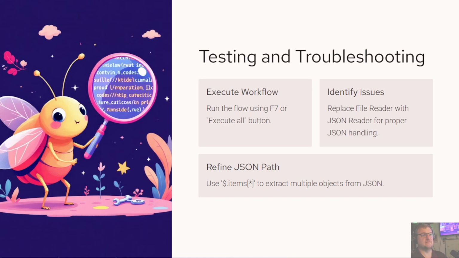Once we've done that, we're going to look at testing and troubleshooting. We want to execute a workflow, run the workflow with F7 or execute all. And we want to identify issues. Replace the file reader with a JSON reader for proper JSON handling. And lastly, we're going to refine that JSON path. So, I'm going to use the $.items bracket to do proper syntax like you could do in jq.